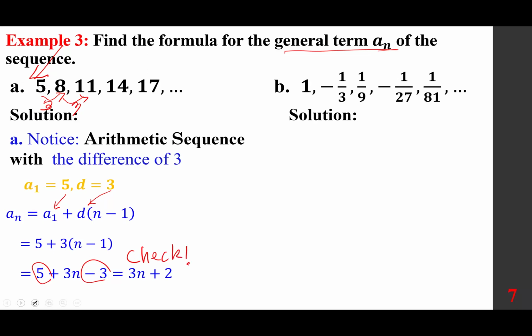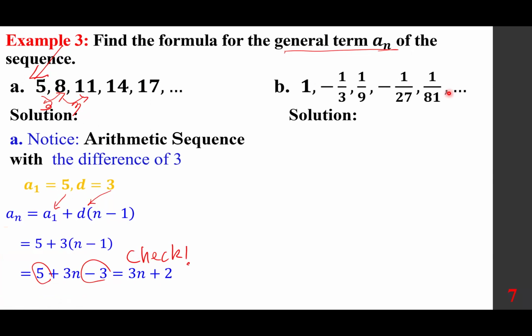You must always check. How do you check? If I choose n to be 1, do I get 5, the first term? If I choose n to be 2, do I get the second term 8, so on and so forth. So whenever you're done, the beauty of math is you can check your work.